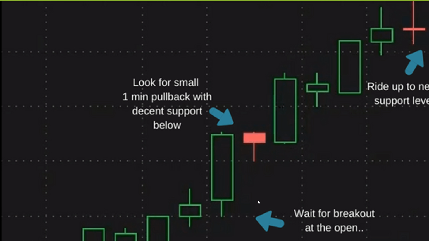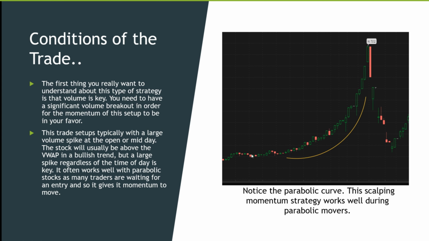But again, like I stressed in the previous slide, the big thing to look for here is parabolic curves, and you want to see the stock moving up in a very voluminous way, because that's ultimately going to help the strategy. Alright, so conditions of the trade. The first thing you really want to understand about this type of strategy is volume is key. With any type of parabolic or big voluminous move, you really want to look for a parabolic curve, and you're going to need volume for that. You need to have a significant amount of volume in order for the momentum on this setup to be there.